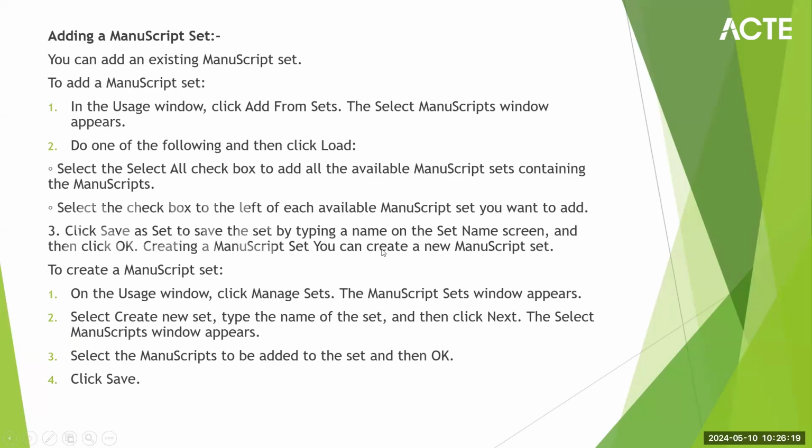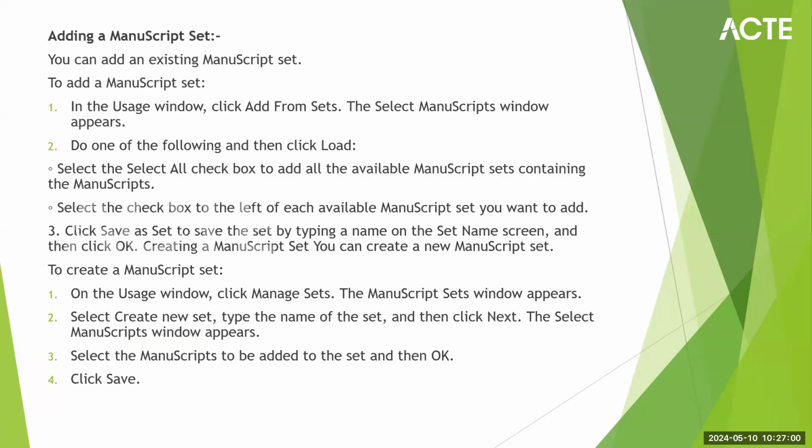Adding a manuscript set. You can add an existing manuscript set. To add a manuscript set in the users window, click Add Form Set. The select manuscript window appears. Do one of the following: click load, or select the select all checkbox available in the manuscript, or select the checkboxes to the left of each available manuscript. So suppose you want a particular manuscript set to be added to your current manuscript. This will be updated in the transactions.